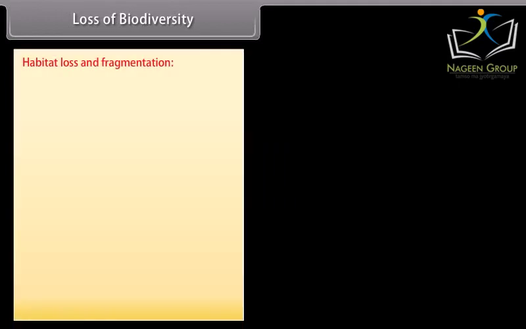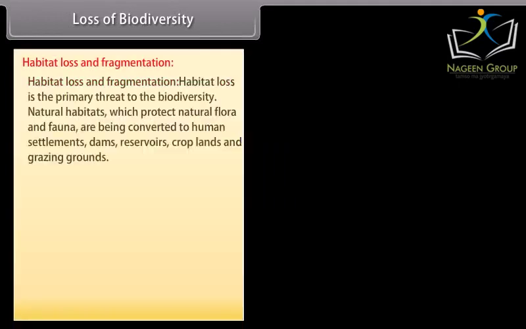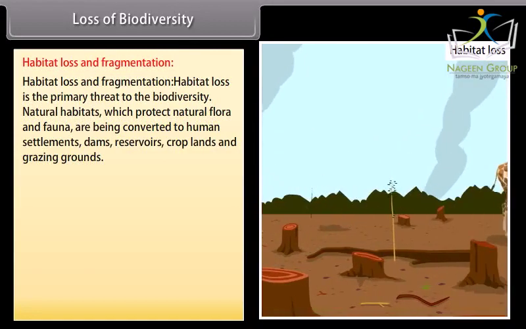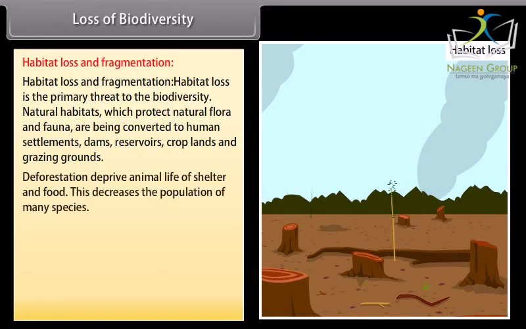Habitat loss and fragmentation. Habitat loss is the primary threat to the biodiversity. Natural habitats, which protect natural flora and fauna, are being converted to human settlements, dams, reservoirs, croplands, and grazing grounds. Deforestation deprives animal life of shelter and food. This decreases the population of many species.